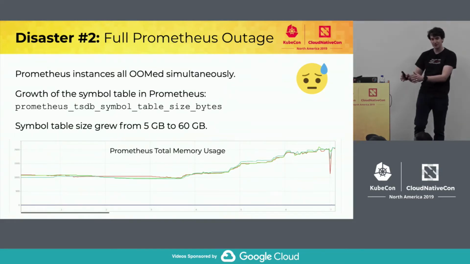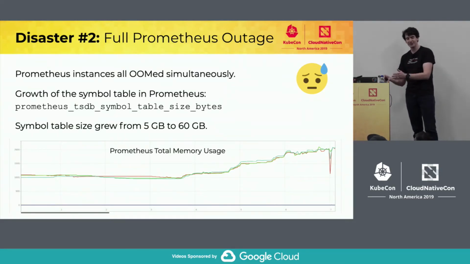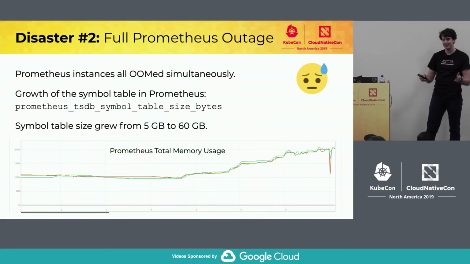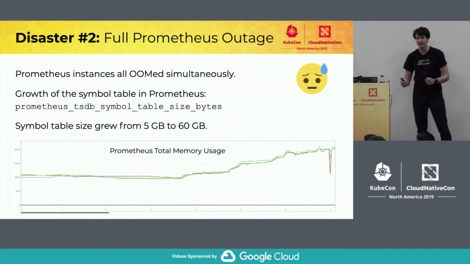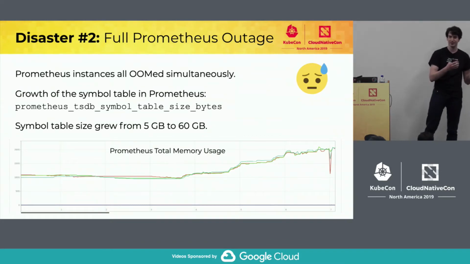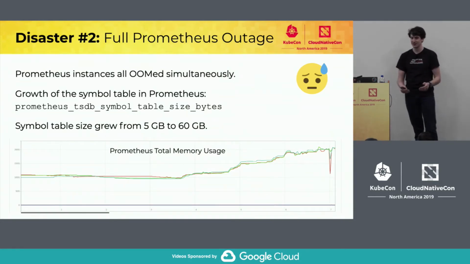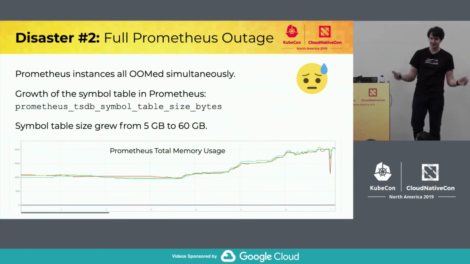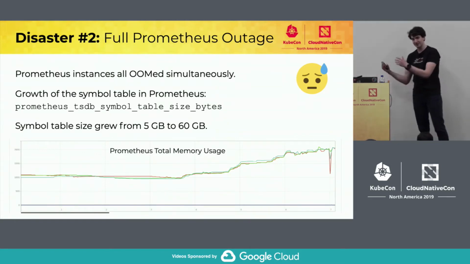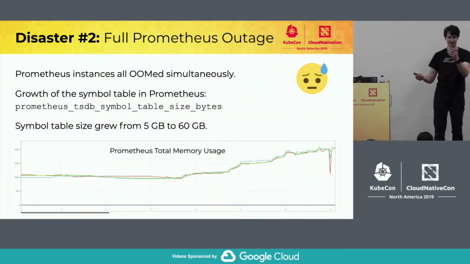And then everything OOMed. And because it's memory, you run HA pairs of Prometheus. In this case, we had three of them. But they're all scraping the exact same things, which means they have the same data. Memory usage is the same, and they all OOM at the same time. Luckily, we have a dead man switch alert. We stopped getting our alerts. We're going, what? Oh, got our other alert.